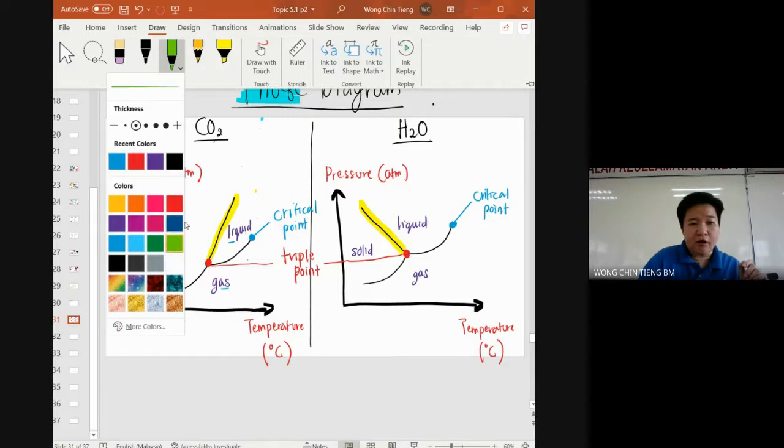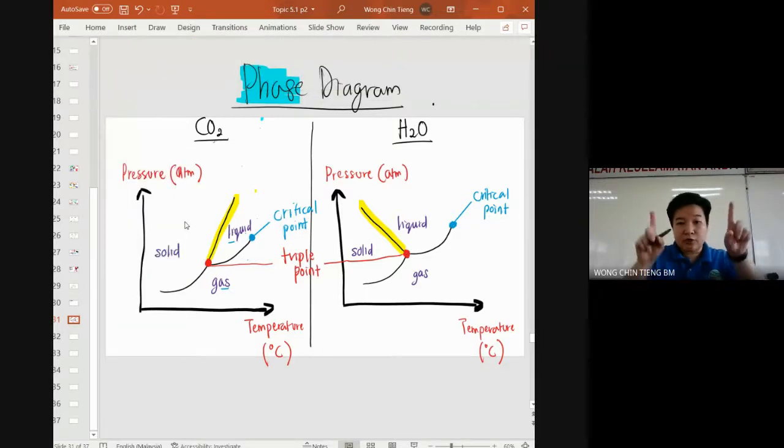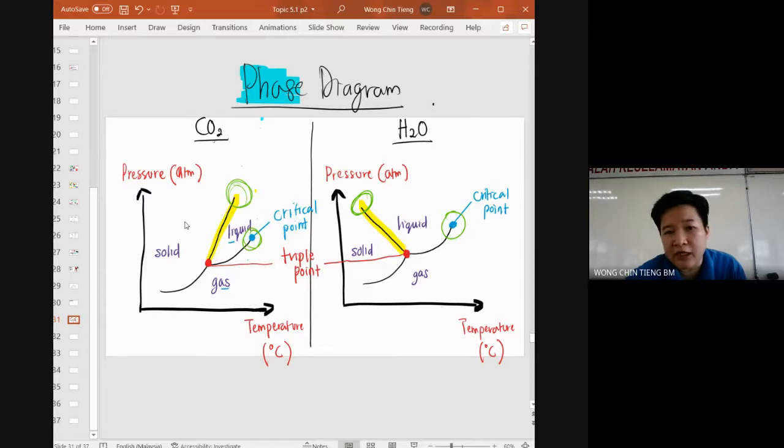Your critical point must be lower. Kita ada 2 peak yang ke atas. Satu yang ni. Alright, yang ni. Satu yang ni. Dengan critical point. Betul. Critical point mesti kena lebih rendah. Critical point mesti kena lebih rendah daripada peak antara solid dengan liquid. Solid dengan liquid kena lebih tinggi daripada critical point bila kamu lukis.